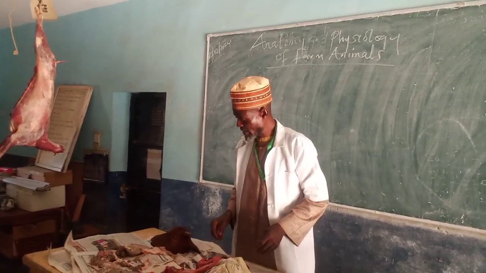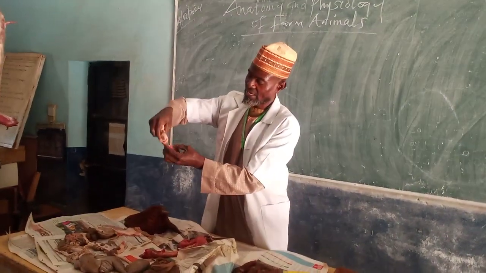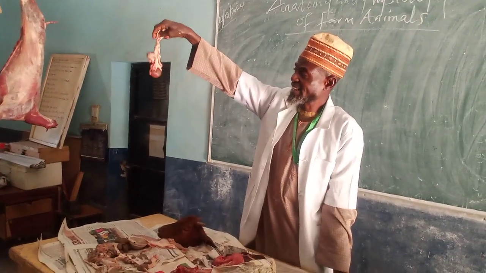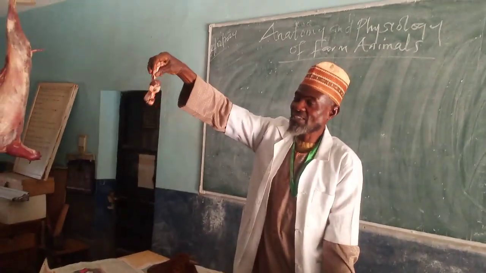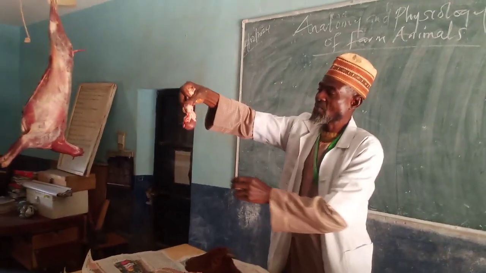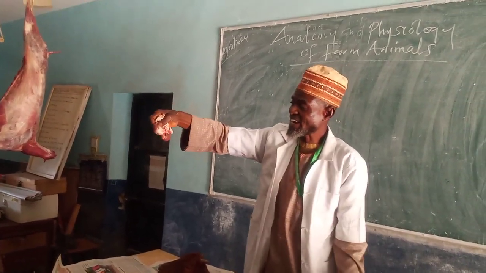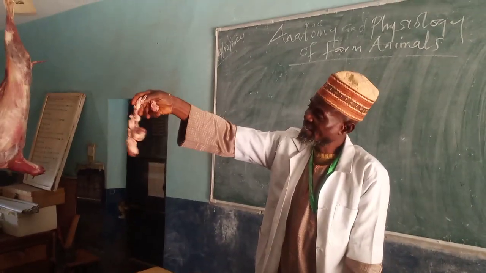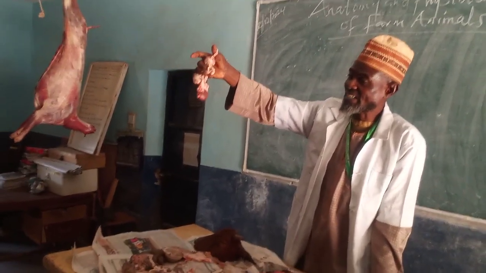Now, let us look at the other one, and that is the two beans. What are the two beans? The kidneys. Yes, the kidneys. Very, very important organs in farm animals, including human beings. Is that clear? So why is it called the two beans? It looks like a bean, the shape looks like a bean. It is somewhat dark red in color. It also serves as an excretory organ. The kidney serves as an excretory organ.